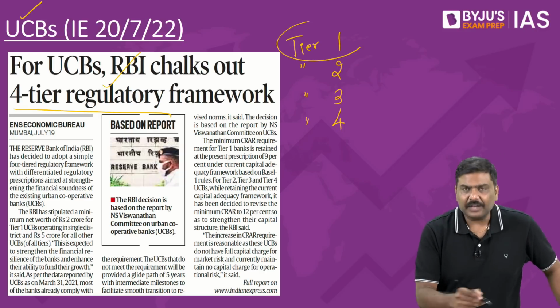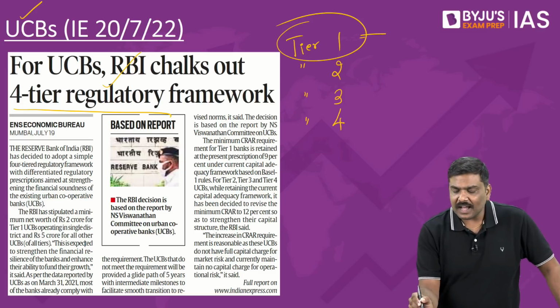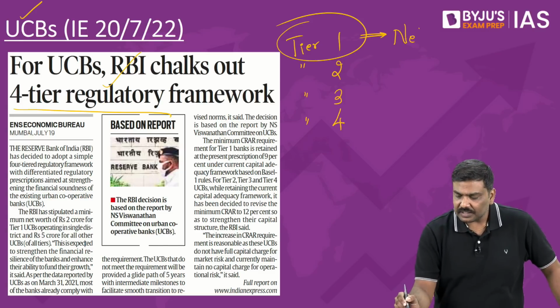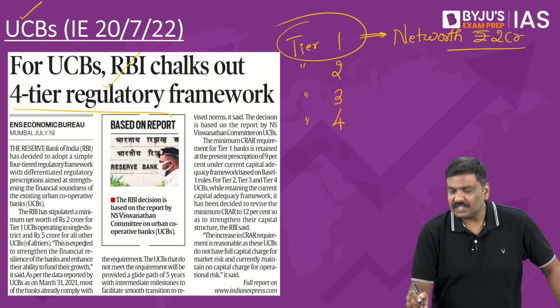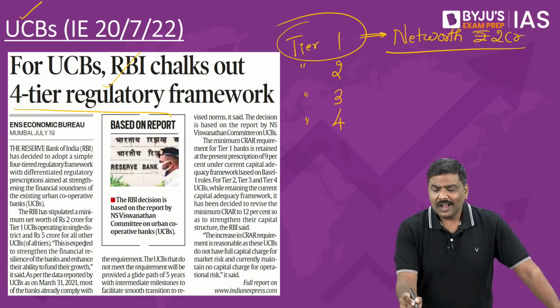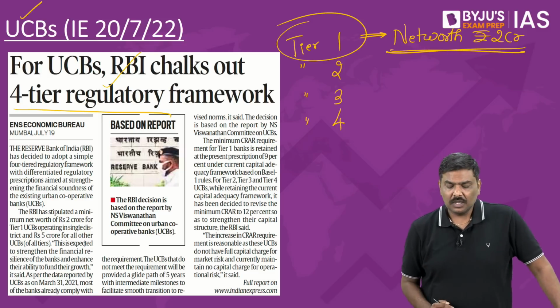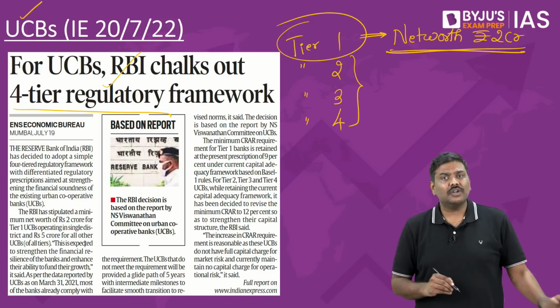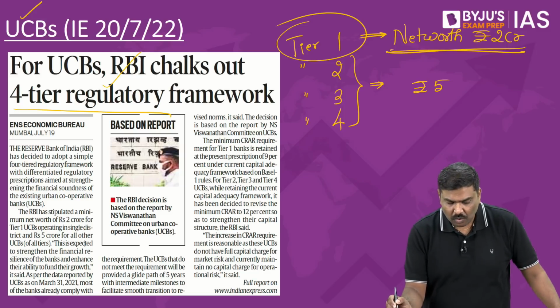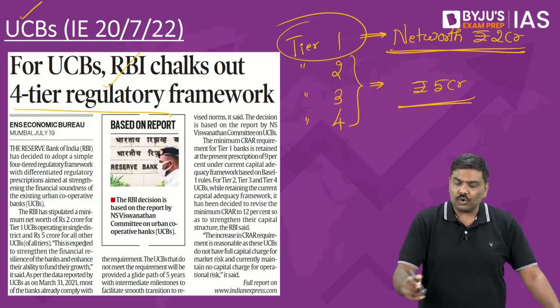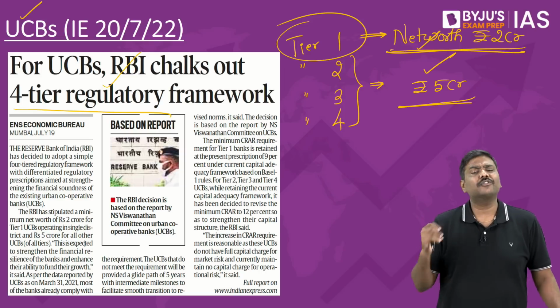In case of tier 1, RBI says that these are supposed to have a net worth of at least 2 crore rupees. What about the remaining 3 tiers, or remaining 3 levels of UCBs? These are supposed to have a net worth of at least 5 crore rupees. Okay, net worth of 2 crore rupees and net worth of 5 crore.